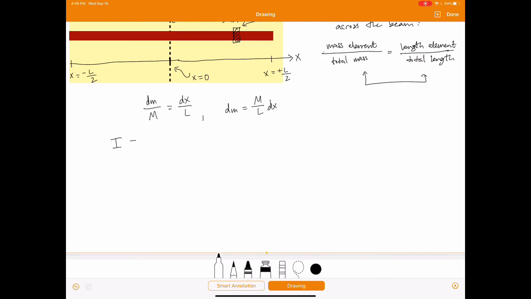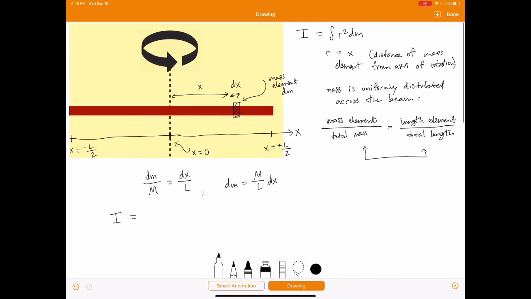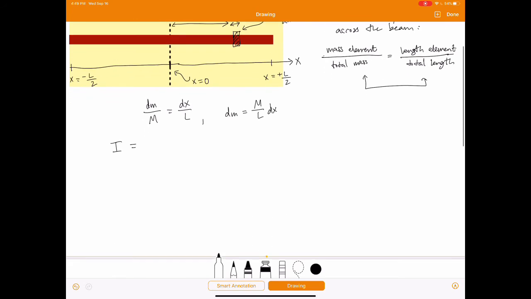Remember, let's go back to the top, I is equal to the integral of r squared dm. Well, in this case, r is just going to be x. So now we have x squared, and then dm is going to be M over L times dx. Okay. Before we go any further, let's pull out constants. The total mass and the total length are constants, so they can come out of the integral. And then inside, we're left with x squared dx.